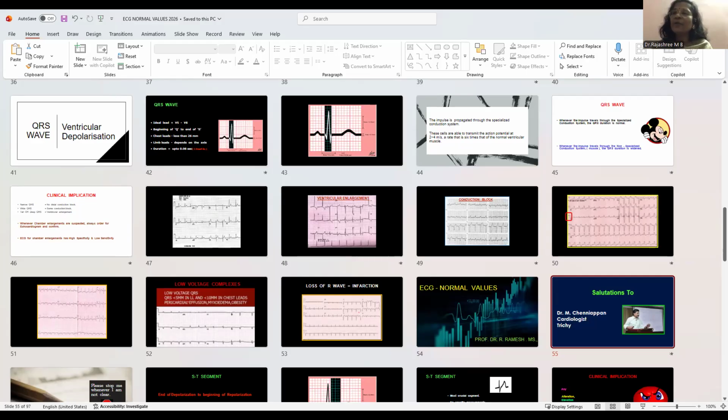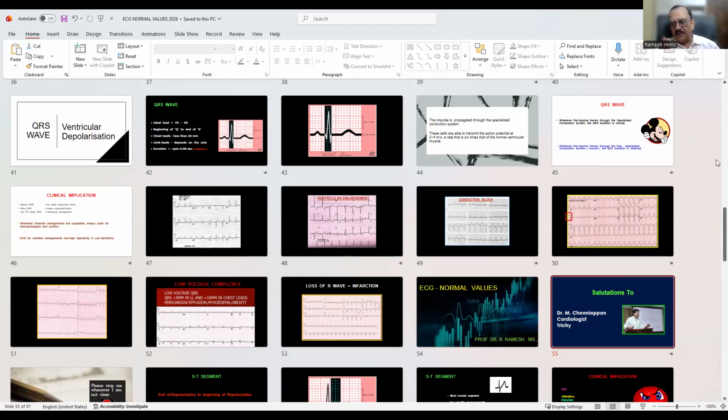Sir, this QTc, I remember you saying it was 0.45 seconds. But is there a range, or is it only that exact value? Is there a normal range? The range is 0.35 to 0.45.